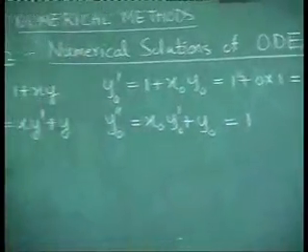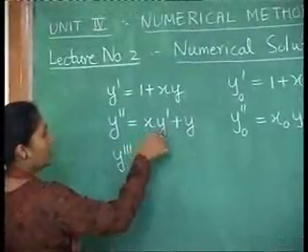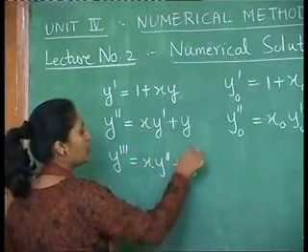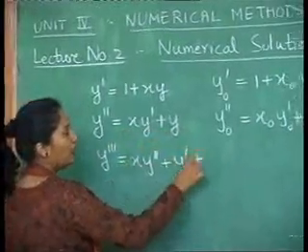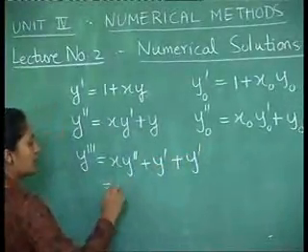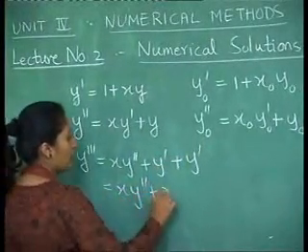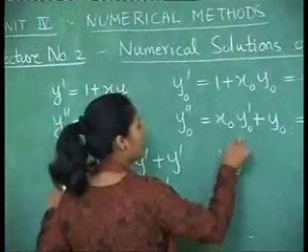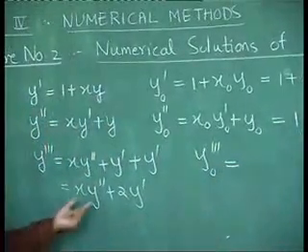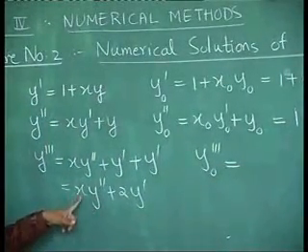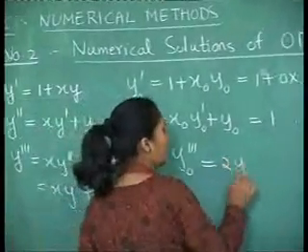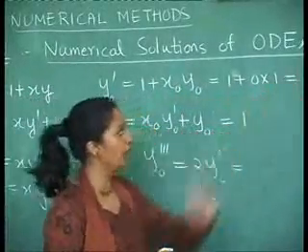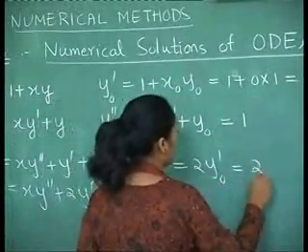Then let's go for the third derivative. Third derivative will be first function into derivative of the second plus second function into derivative of the first, and then going to the last term, the derivative of this, that is x times y double dash plus 2 times y dash. So the value of the third derivative at x naught, y naught triple dash, will be, this term will become 0 because x naught is 0, and this will be 2 times y naught dash. Y naught dash is how much? Here I have written y naught dash is 1. So this will be 2 times 1.